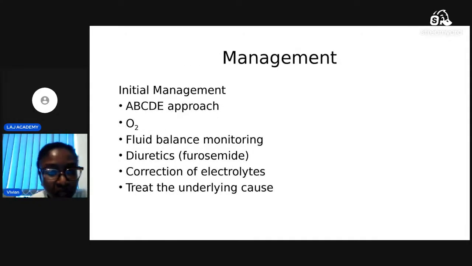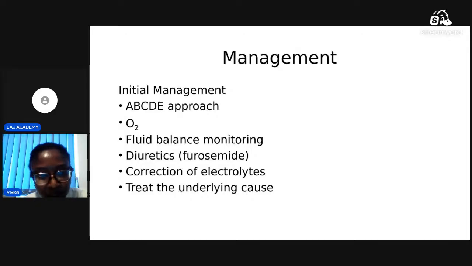So her initial management. Now we're suspecting acute kidney injury, and this will be the management of acute kidney injury, usually in the high dependency unit, HDU. We'll use the ABCDE approach. She's dyspneic, so we'll give her oxygen, and she has bibasal crackles, so I would give her IV furosemide diuretics to reduce the crackles. It's usually about 40 to 80 milligrams.